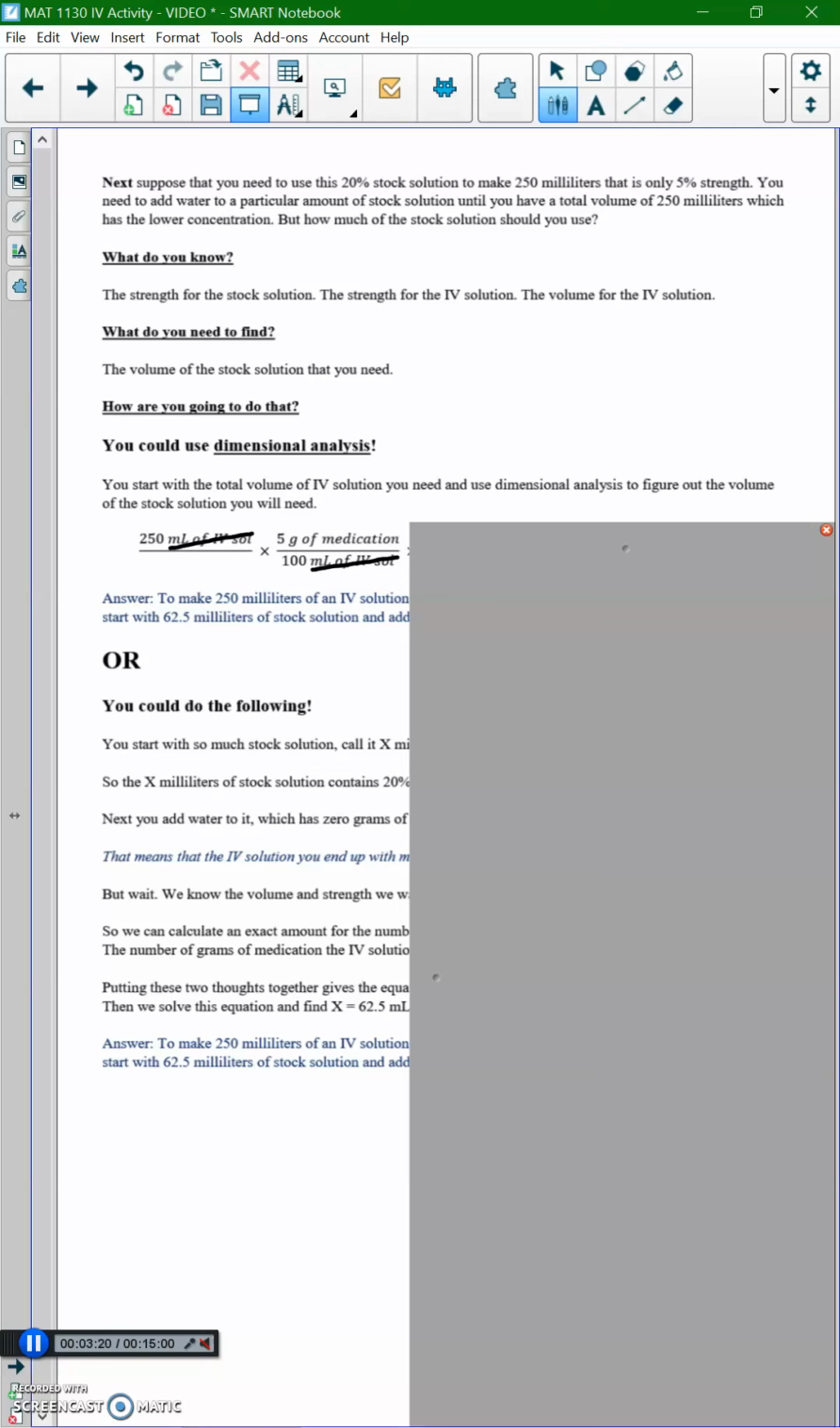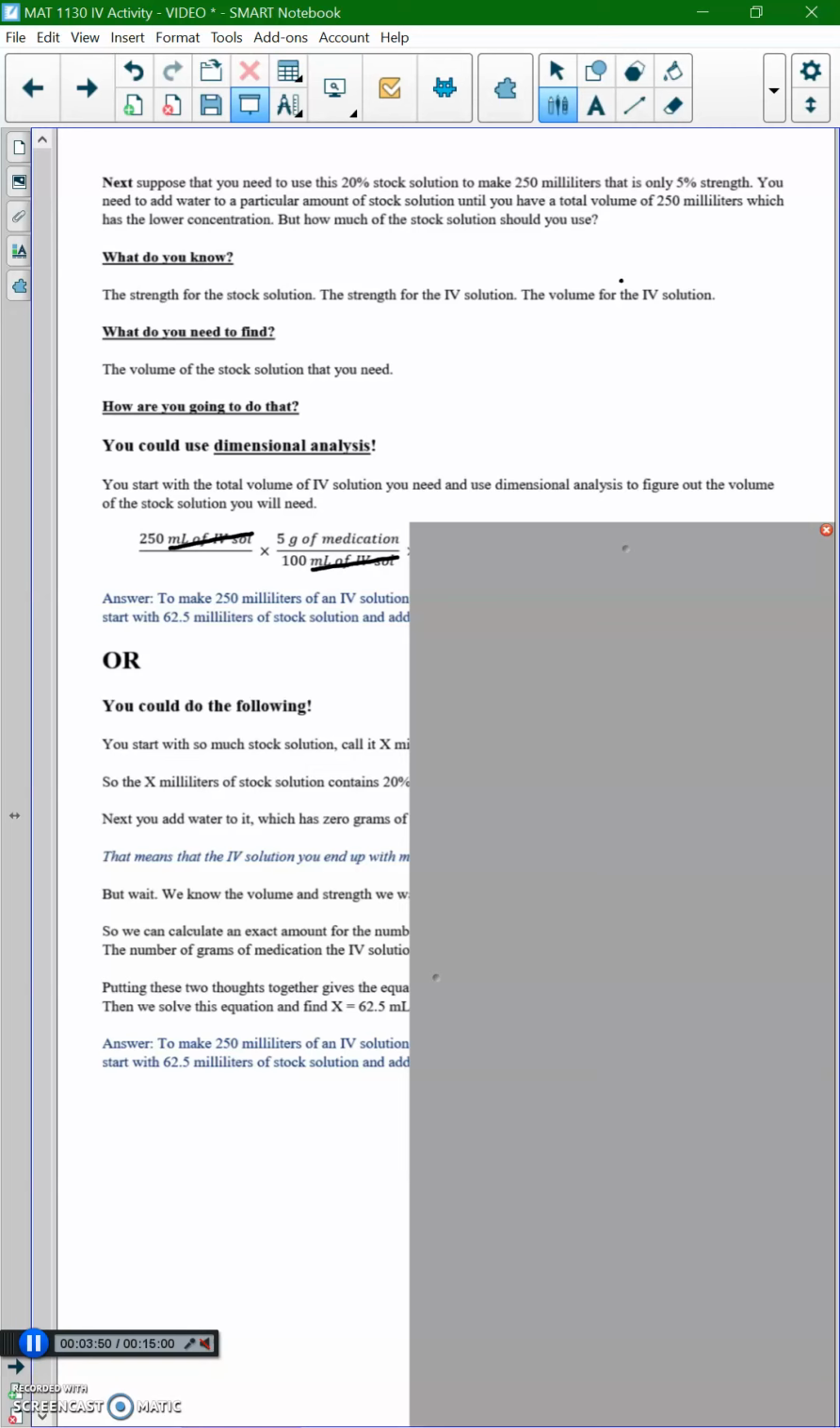Meaning that if we were to stop the problem right now, the number that we would be given is the grams of medication that we need to put in our IV bag. But that's not what we're looking for. We want to know the volume of the stock solution. So we're going to need to get rid of this new unit now, grams of medication. And so we're going to go back and look at what we know and see how what we know could relate to grams of medication.